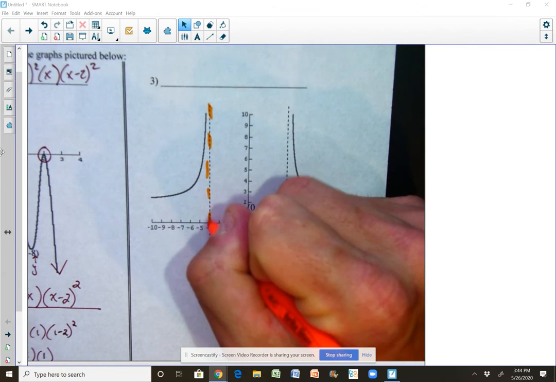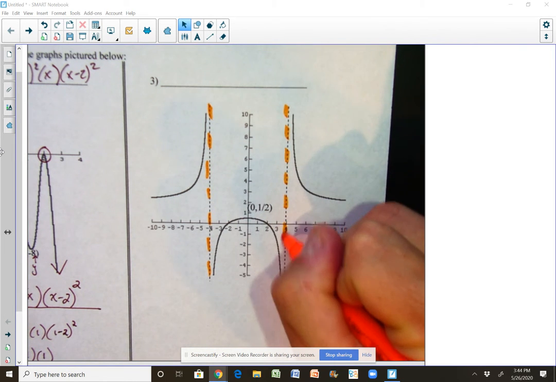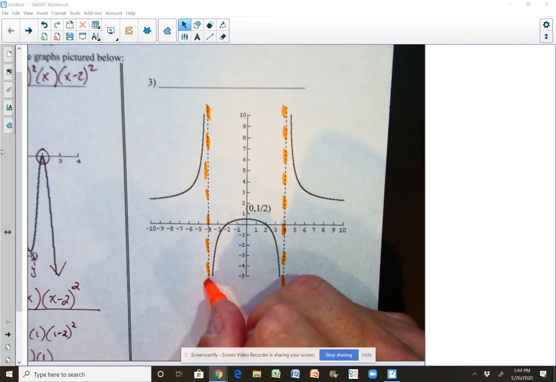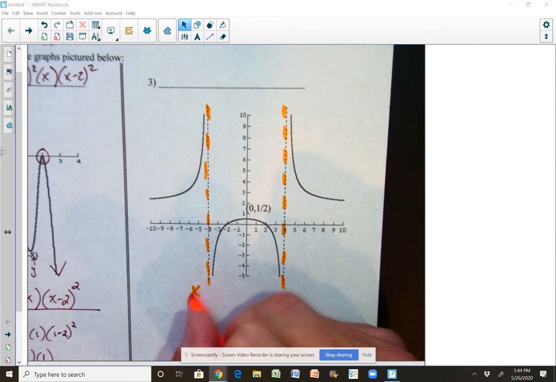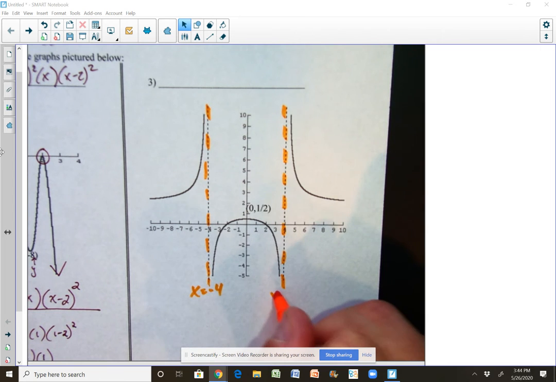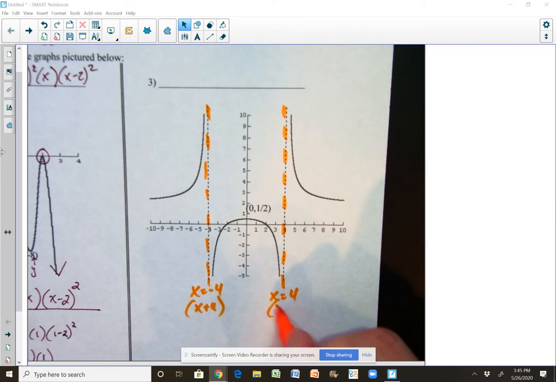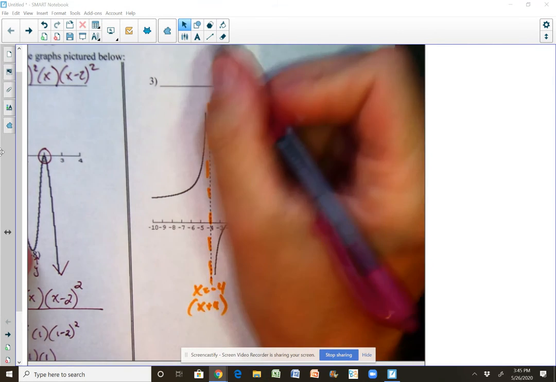I see some vertical asymptotes here. So I know that there are going to be 2 vertical asymptotes, which means I'm definitely going to have factors in the denominator for each of those. This one is at negative 4. So since x is equal to negative 4 and x is equal to positive 4, this is going to be a factor of x plus 4, and this is going to be a factor of x minus 4. So I know I'm going to have 2 factors in my denominator.